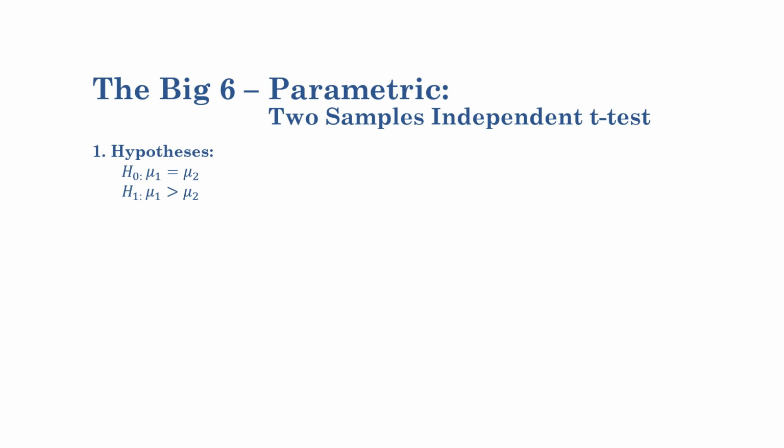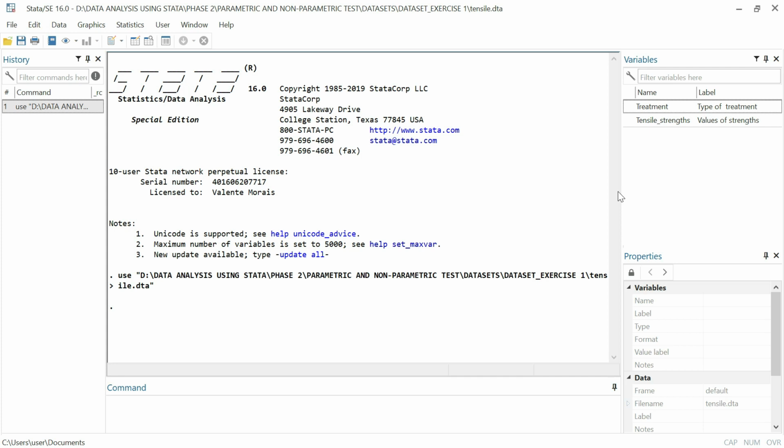Then number 2, level of significance, which the previous text shows us that we are going to use the 0.05 level of significance. Then number 3, p-value. For this step, we must perform the 2 samples independent t-test for the parametric, which I have explained in the previous episode. Let's go to STATA. First, let's check the dataset.